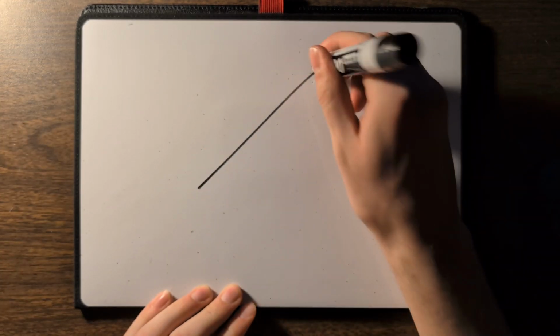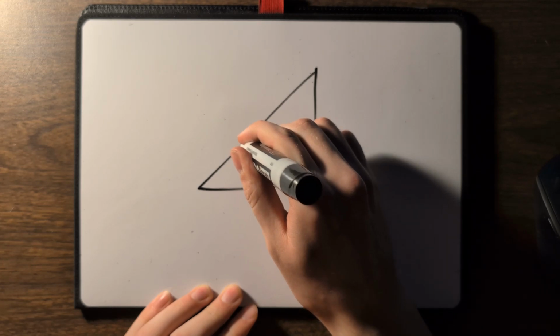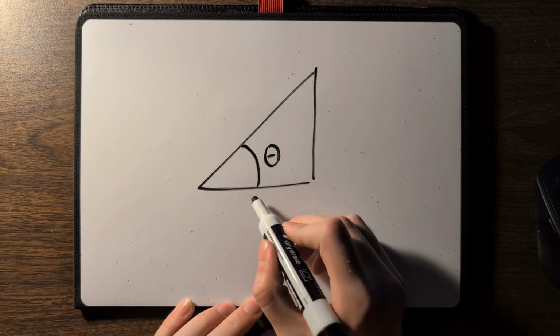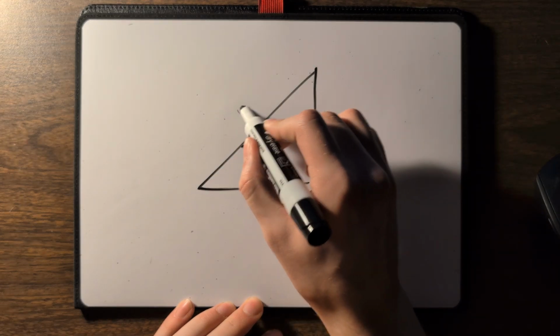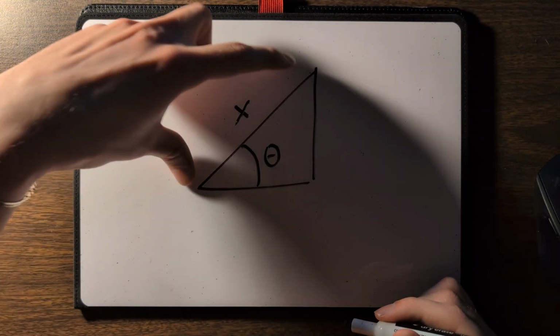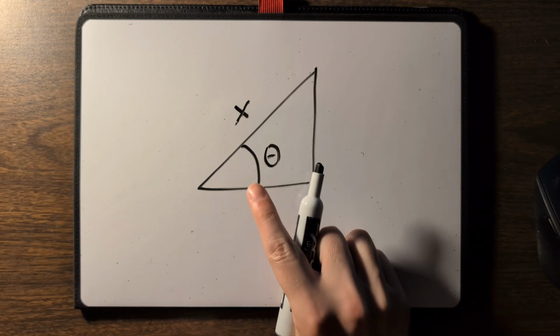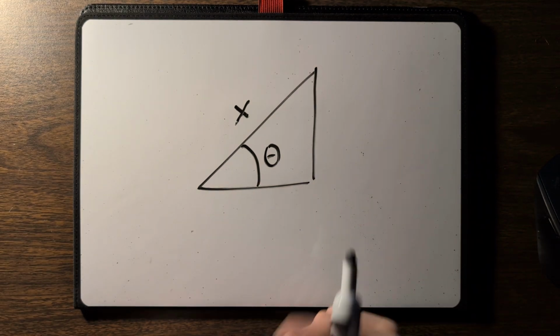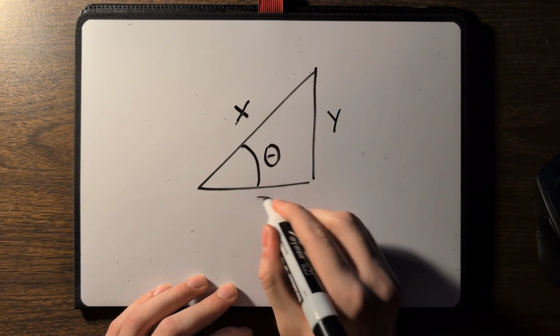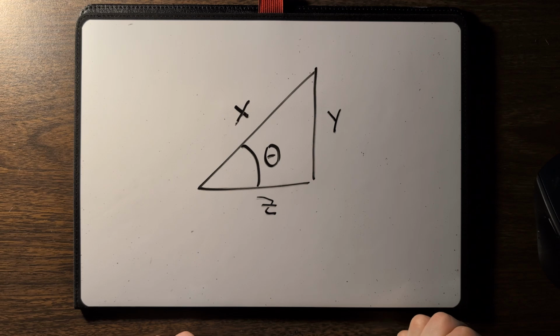Why is trigonometry important? Well, when you're given, say, a triangle, we're given some angle, we'll say theta, and then maybe some other side length, like this side, we'll call it x. Given only this length here, and this angle, you can determine the length of this side, y, or this side, z. Now, I'll show you how.